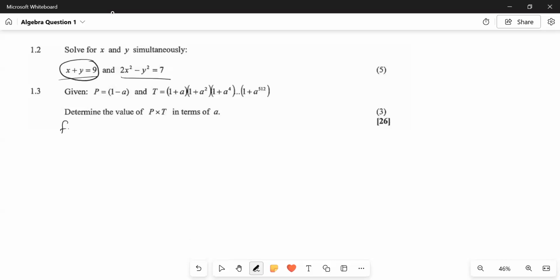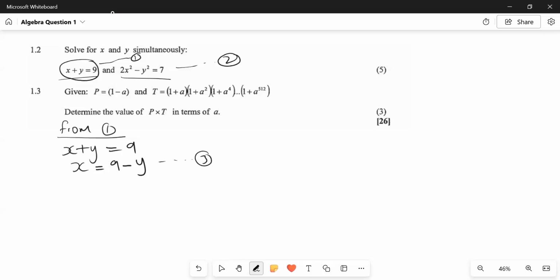So let's label this as equation 1, and then this one is equation 2. From equation 1, we have x plus y equals 9. Now, I'd love to work with x, so I will transpose my y and make x the subject of the formula. So now x equals 9 minus y. This is equation 3, right? So now we're saying whenever I see x, I must substitute 9 minus y.